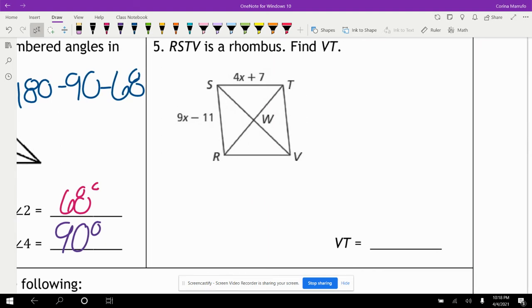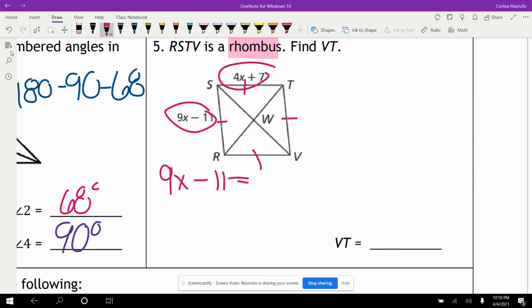All right, so here it says RSTB is a rhombus, find BT. Because it is a rhombus, that means all the sides are the same. So S to T should be the same as S to R, the same as R to B, and from T to B. So then I can set both of these equal to each other. 9x minus 11 equals, because they should all be equal measures, and I'm going to solve for x.